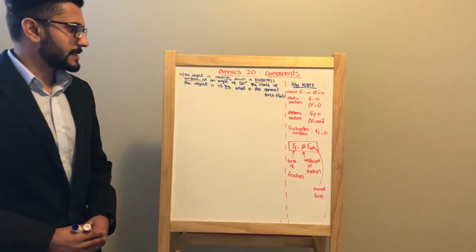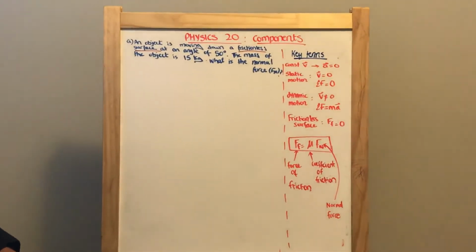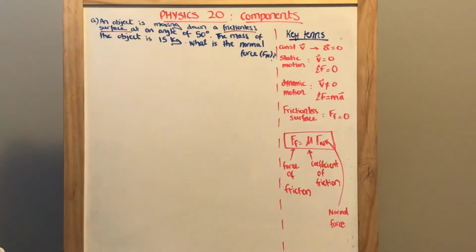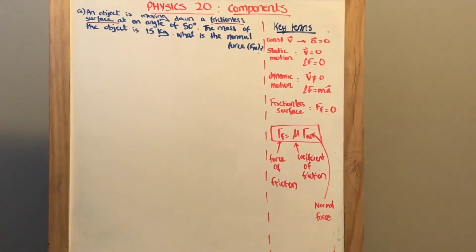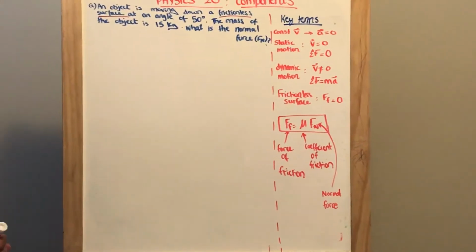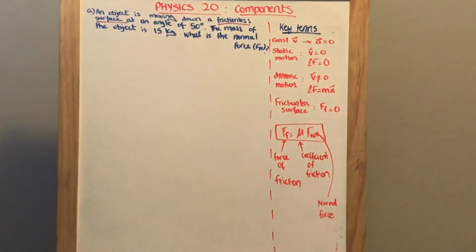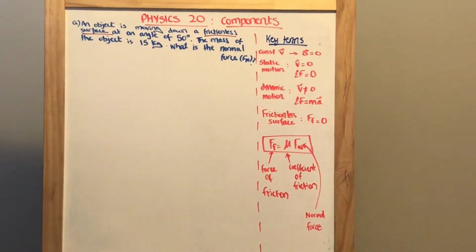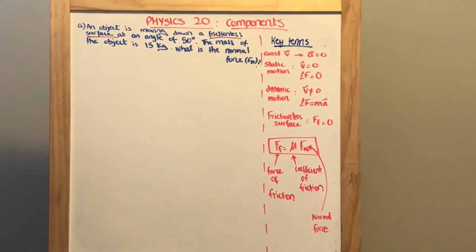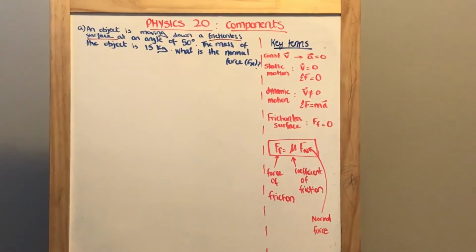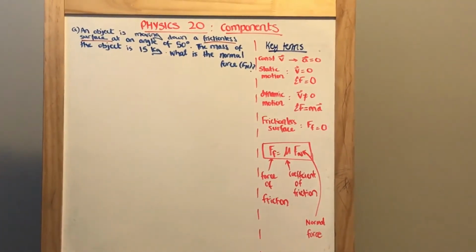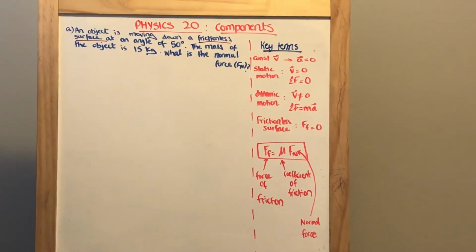Before we begin this example, I'll just go over some of the key concepts. Whenever you see the term constant velocity in any given question or scenario, this indicates that your acceleration is going to be equal to zero. Whenever you see the term static motion, that means your velocity is zero. In other words, your object is not moving. Whenever you see the term dynamic motion, that is when you have things or objects moving or accelerating.